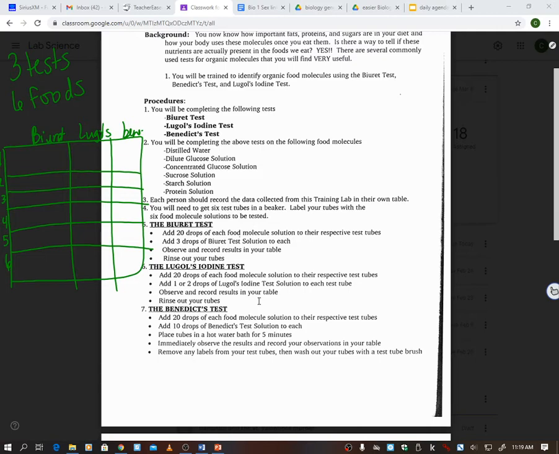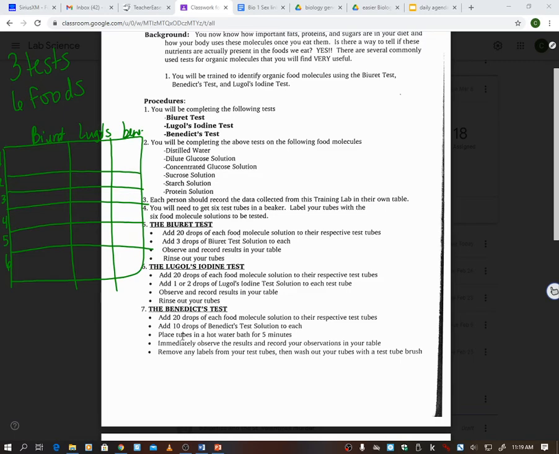Now your distilled water, I'm going to ask them at the beginning of class today, does water have carbs in it? Does it have protein? Does it have lipids? And the answer is no. I'm going to go ahead and tell you guys that, but the answer is no. So all of these tests should be negative on your distilled water. So really we can look at water and be like, this is what a negative looks like. What do the rest of them look like?